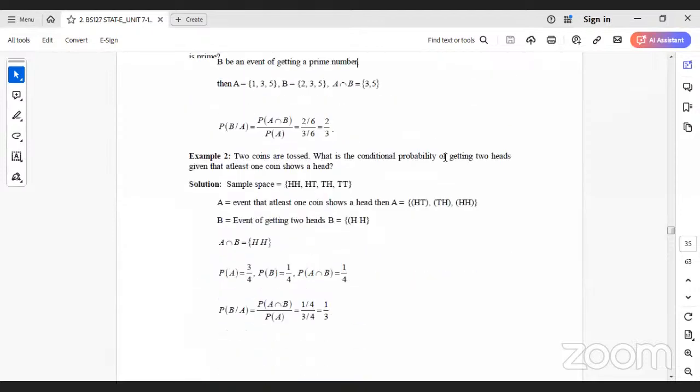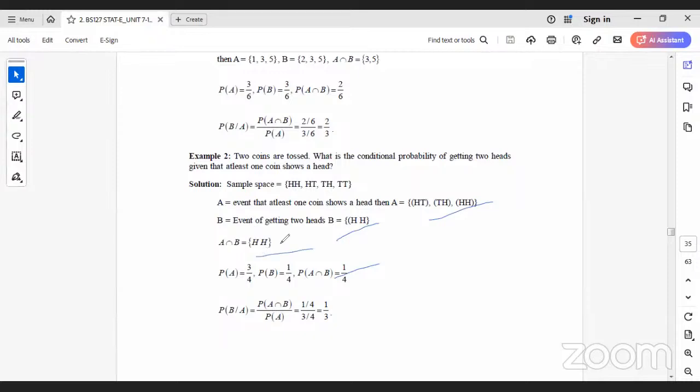Another example: two coins are tossed. What is the conditional probability of getting two heads, given that at least one coin shows a head? The sample space is HH, HT, TH, TT. Given that at least one coin shows a head: HT, TH, HH, so that is 3/4. The event of getting two heads is HH, so that is 1/4. The intersection is HH, which is 1/4. So 1/4 divided by 3/4, the 4s cancel, and we get 1/3. Clear? Are you understanding, all of you?